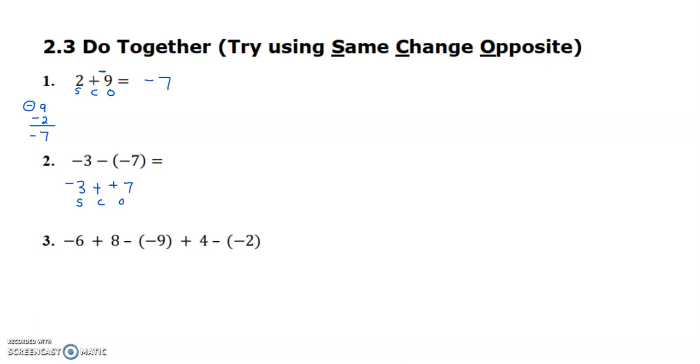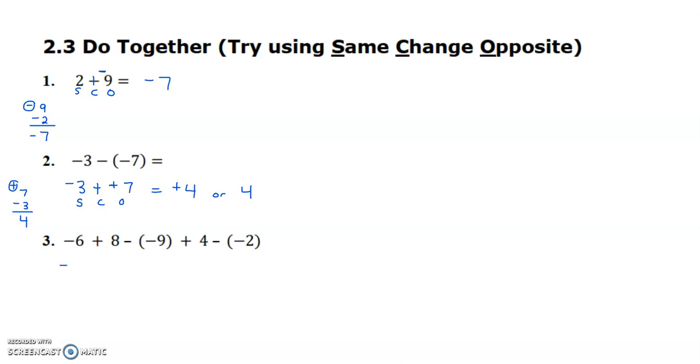Negative 3 plus positive 7 means I need to subtract. 7 minus 3 is 4. And because that was a positive 7, my result is a positive 4. And you can write this as plus 4, or you can simply write it as 4. Both of those answers are acceptable.